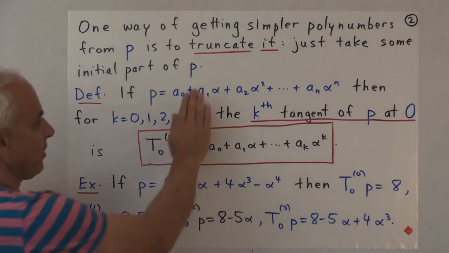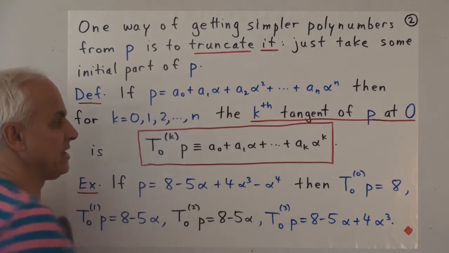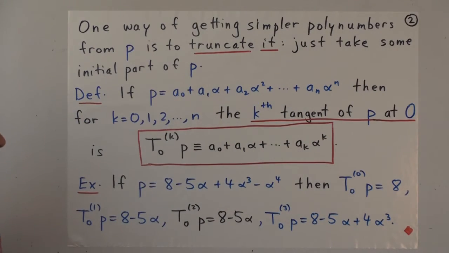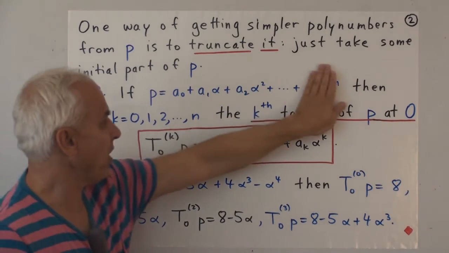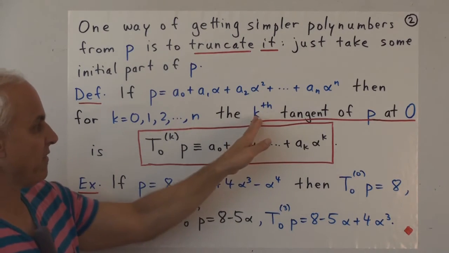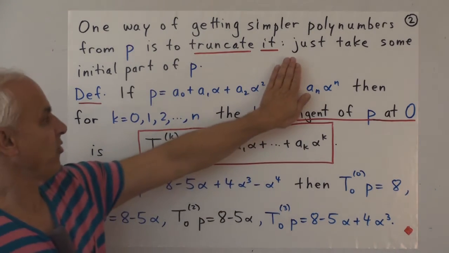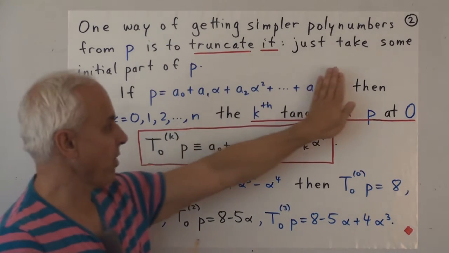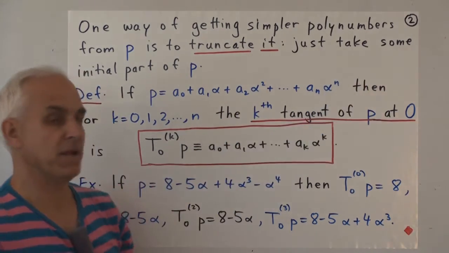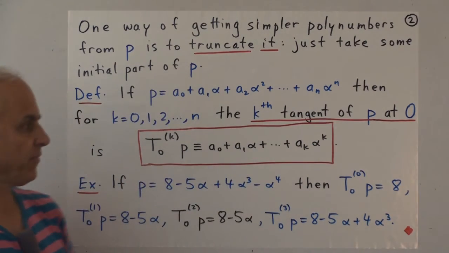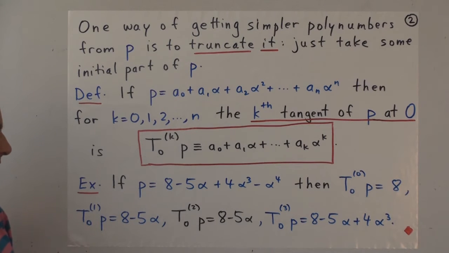Now we can do this at level 0, so that would be the 0th tangent if we just chopped off everything and just left a 0. If we chopped off everything beyond here, just that would be the linear part, that would be the first tangent. This would be the second tangent. And we can keep going all the way up to, well, the whole thing, which would be the nth tangent. That would be all of p itself. We wouldn't have lost anything in that case.